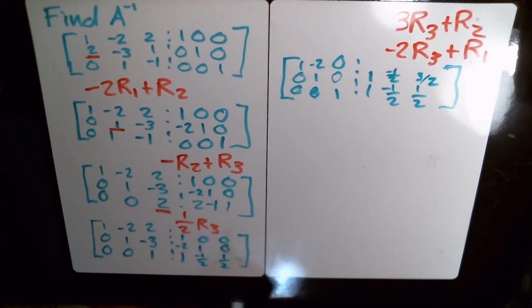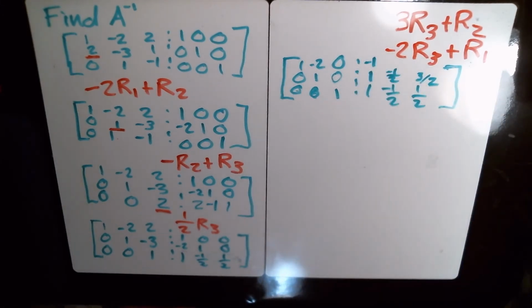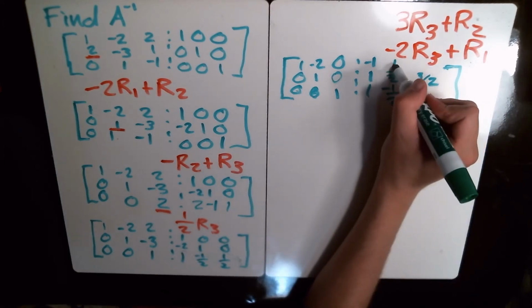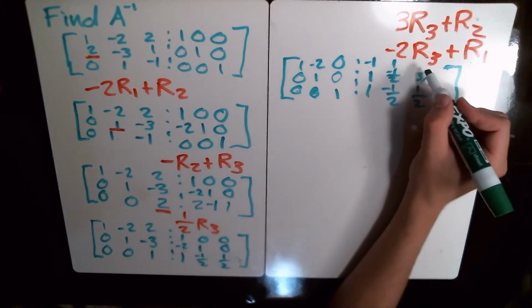And then -2 times row 3 plus row 1. So -2 times 1 is -2. Added up, give us a -1 there. -2 times -1/2 is 1. Added up is 1. And then 1/2 times -2 is -1, and added up.